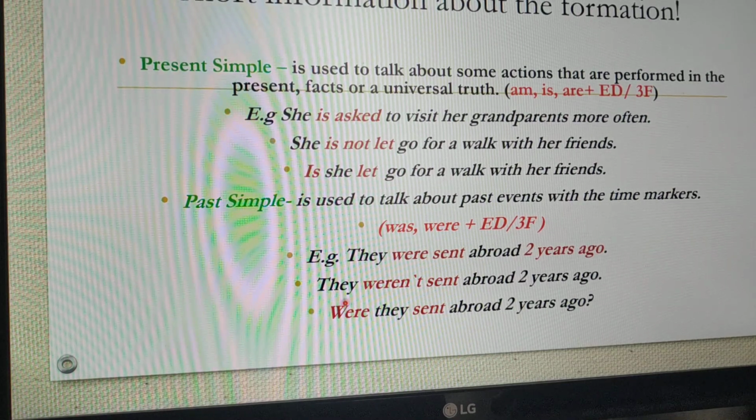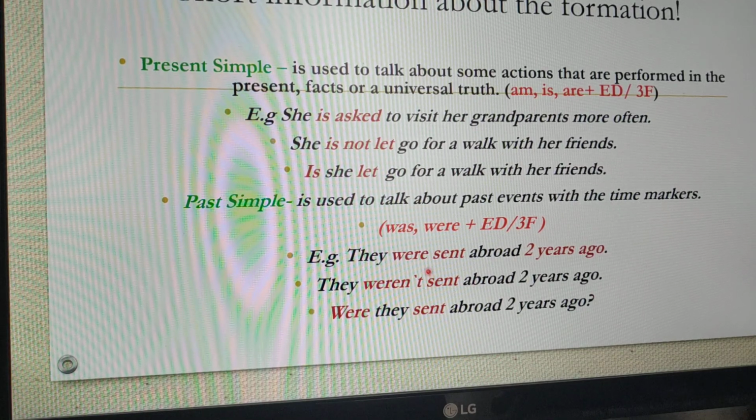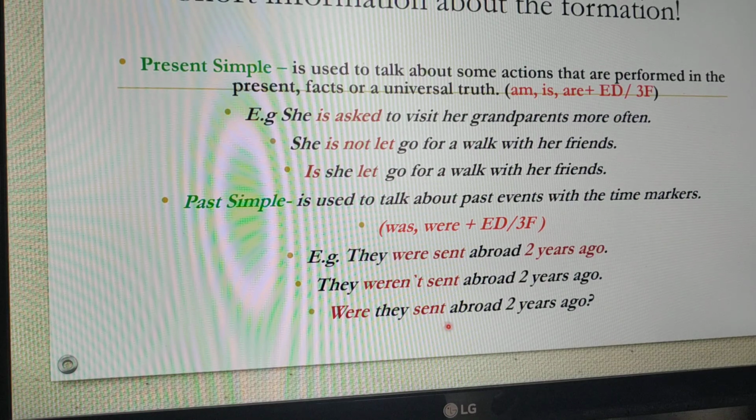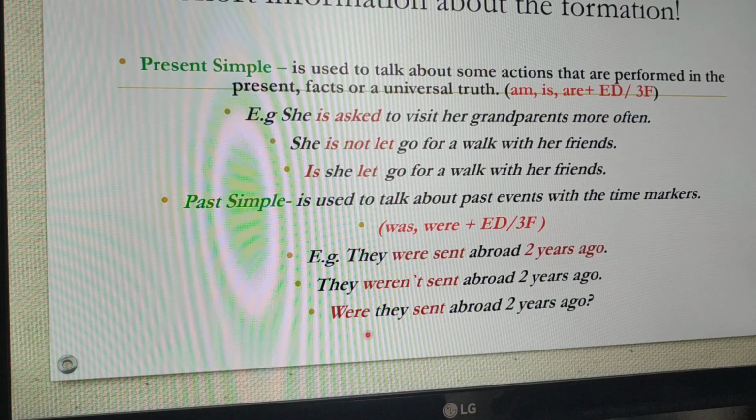The negative: They weren't sent abroad 2 years ago. In the negative we should add the particle not. And the question: Were they sent abroad 2 years ago? And again, the auxiliary verb goes to the first place.